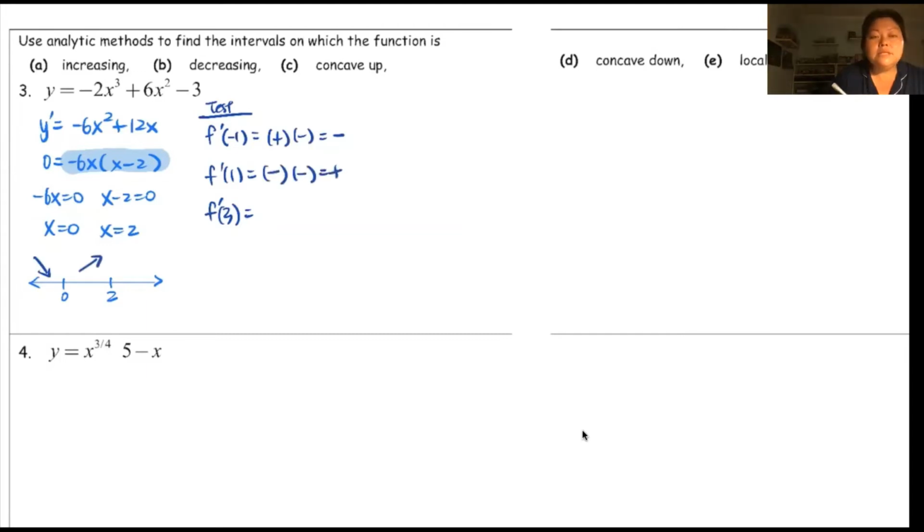Plug in 3. Negative 6 times 3 is negative. 3 minus 2 is positive. This is going to be negative. So my graph looks something like this.